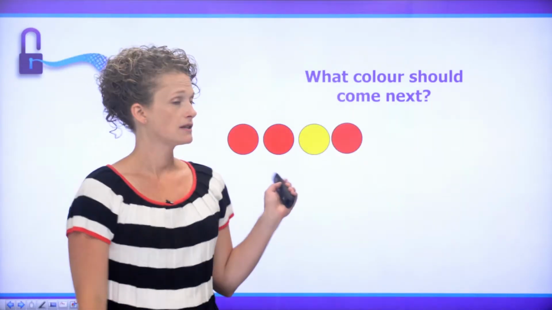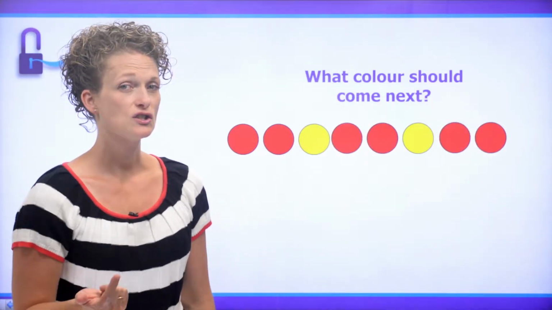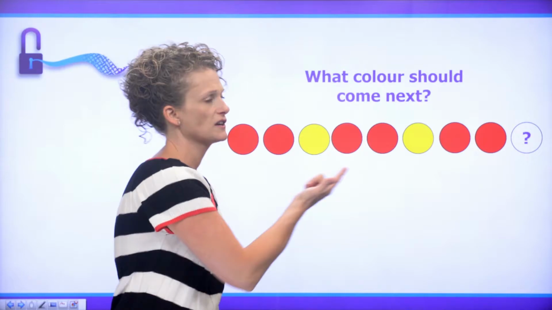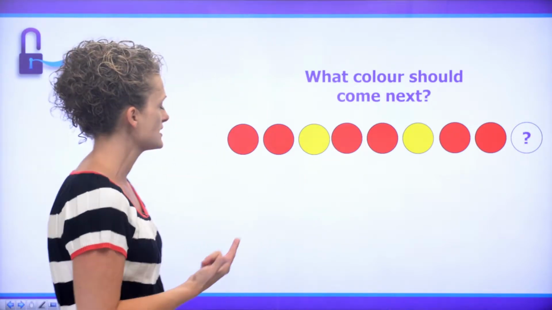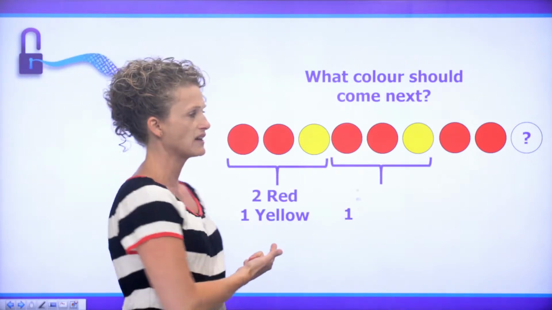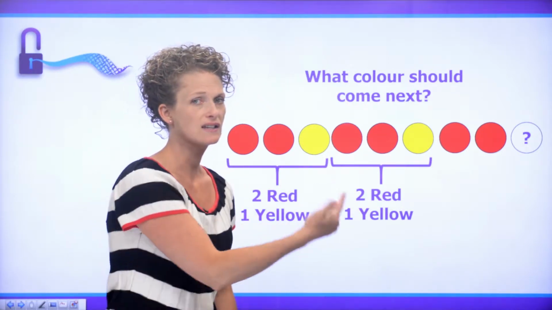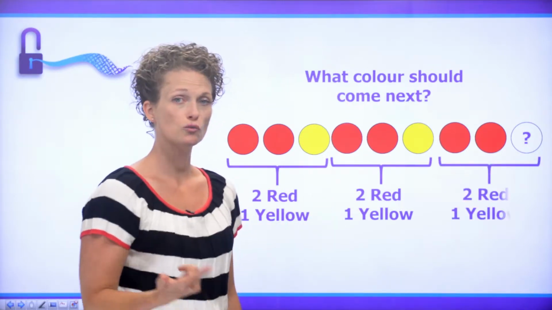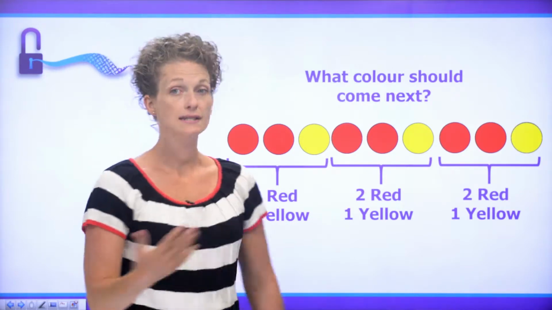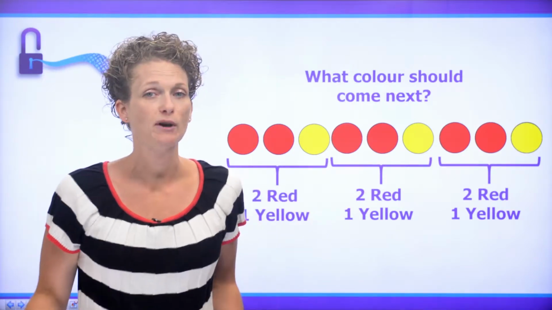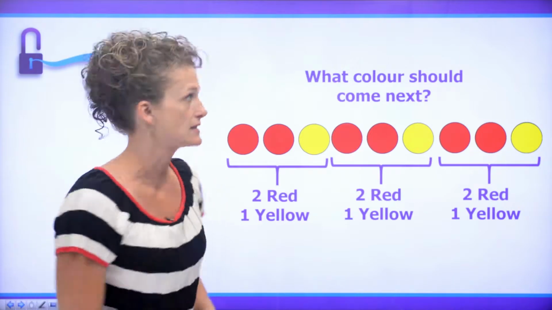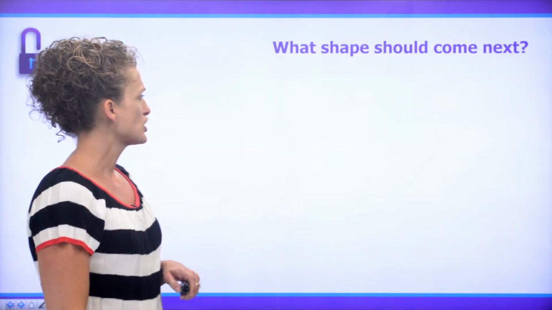I have a series of circles, and you'll notice that they have a certain color. So what is the very last circle? Well, let's look at this pattern. We have 2 red and 1 yellow, 2 red and 1 yellow. So you would expect that the next set should be 2 red and 1 yellow. And indeed it is. And that is the whole thing about patterns. It's something that repeats.